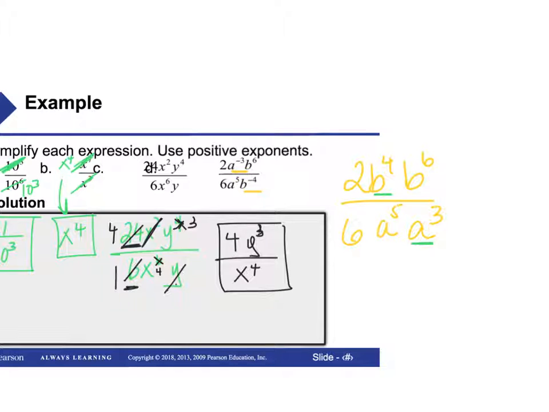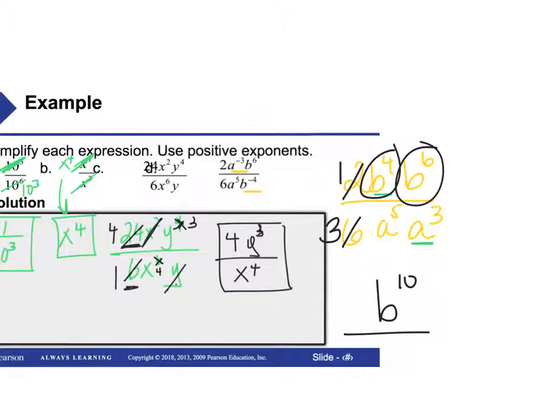So let's start crossing stuff off. Goodbye 2, 6 reduces to 3. Oh, nothing to cross off anymore. We are just going to go ahead and multiply those. So we have b to the 4th multiplying b to the 6th, which gives me b to the 10th power. 1, 2, 3, 4, 5, 6, 7, 8, 9, 10 b's multiplying.